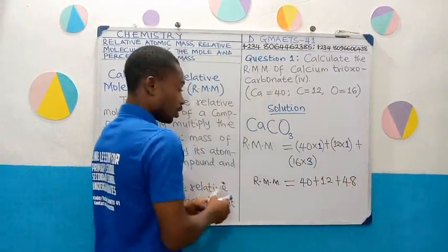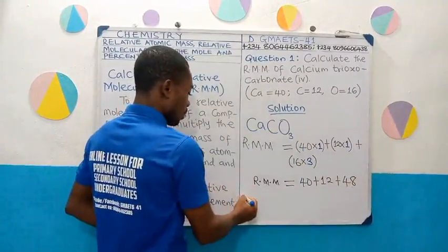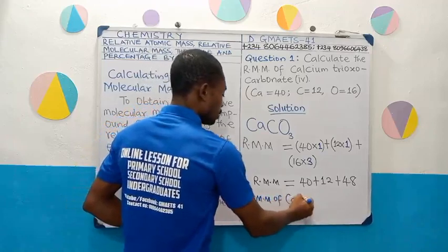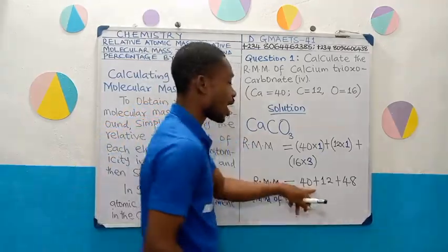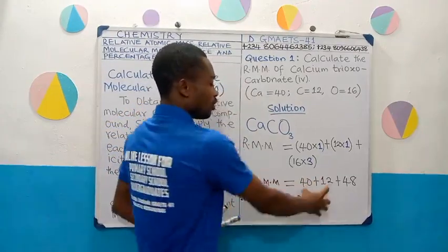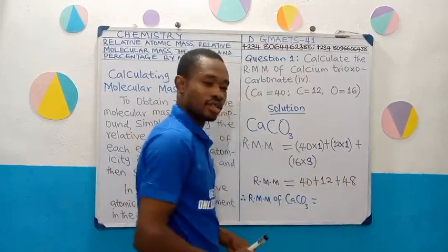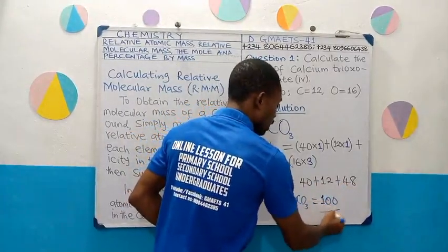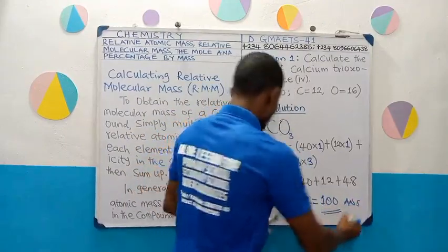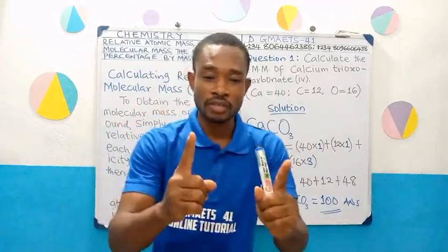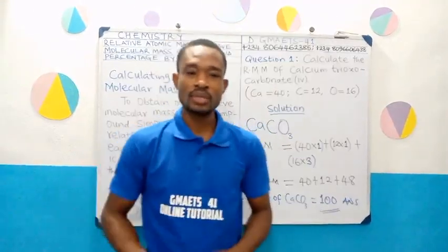Okay, so let me conclude here. Therefore, the relative molecular mass of calcium trioxocarbonate 4 is equal to, if you add up this, 40 plus 12 will give us 52. 52 plus 48 will give us 100. 100. This is our answer, the relative molecular mass of calcium trioxocarbonate 4. Please take note of this. You can put it down.